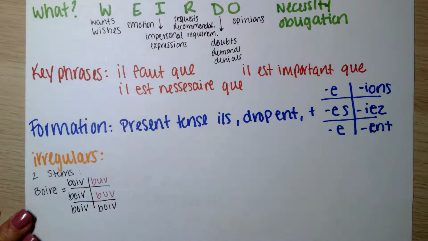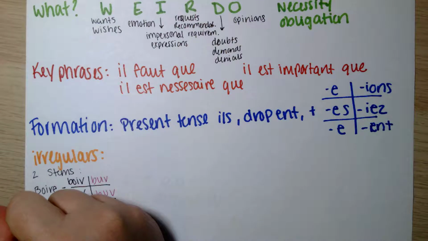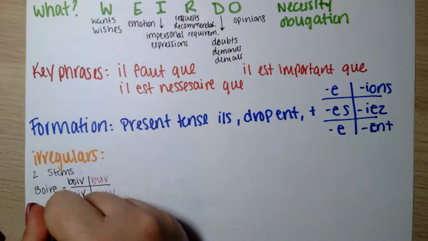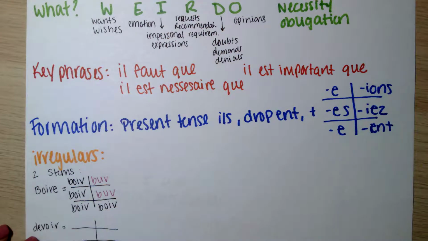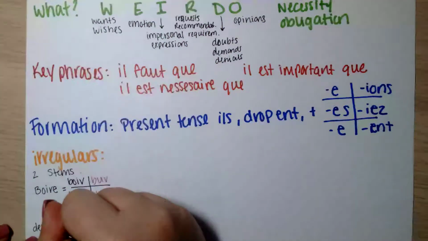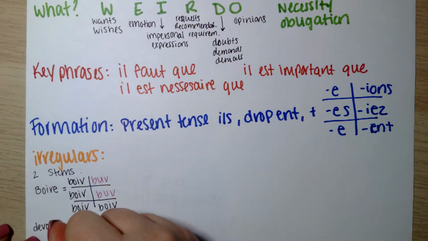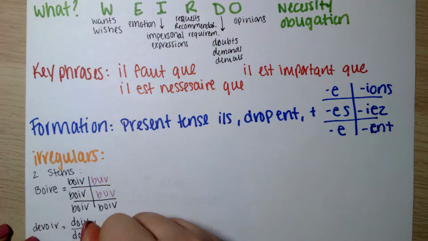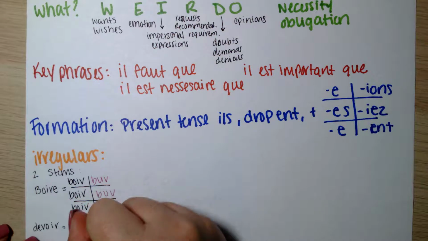All right, our second verb that has two stems is the verb devoir. Devoir has kind of the same stems, but a little bit different, just a little spelling change. We've got D-O-I-V for everything inside the boot. And then nous and vous get the stem D-E-V.